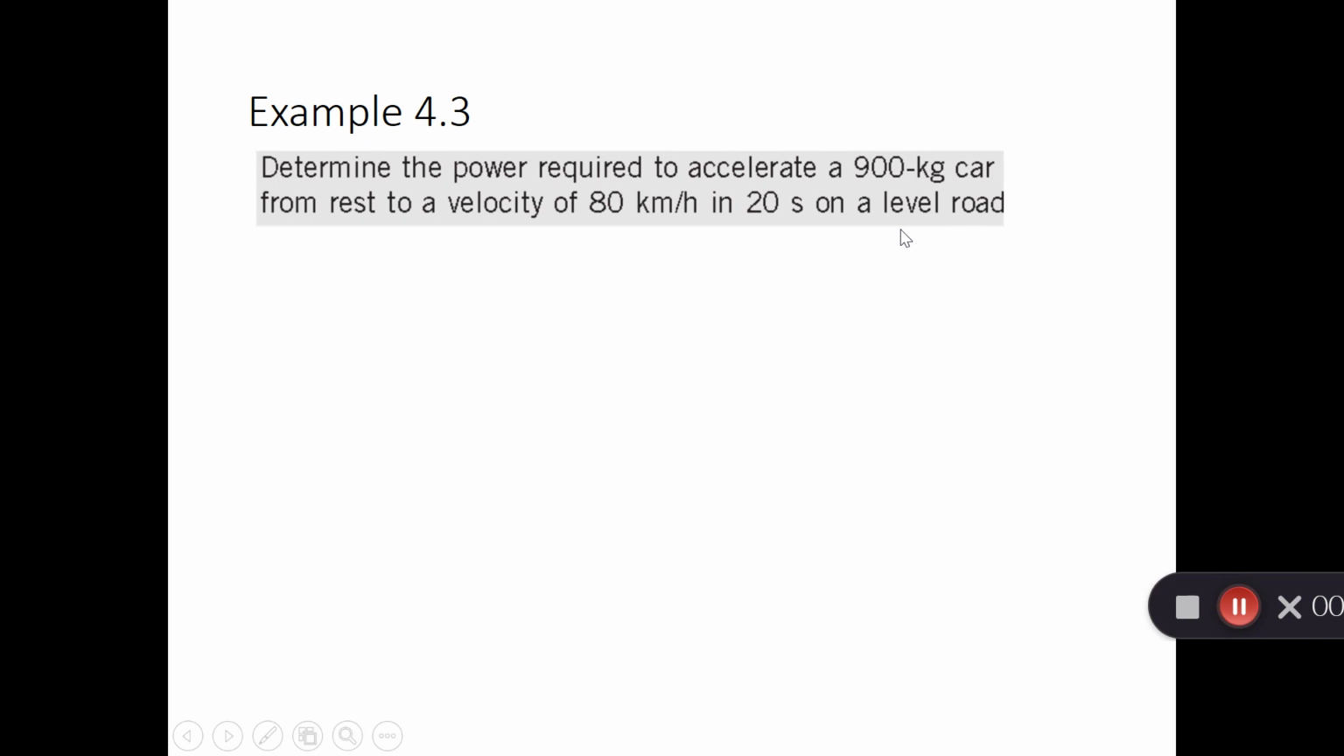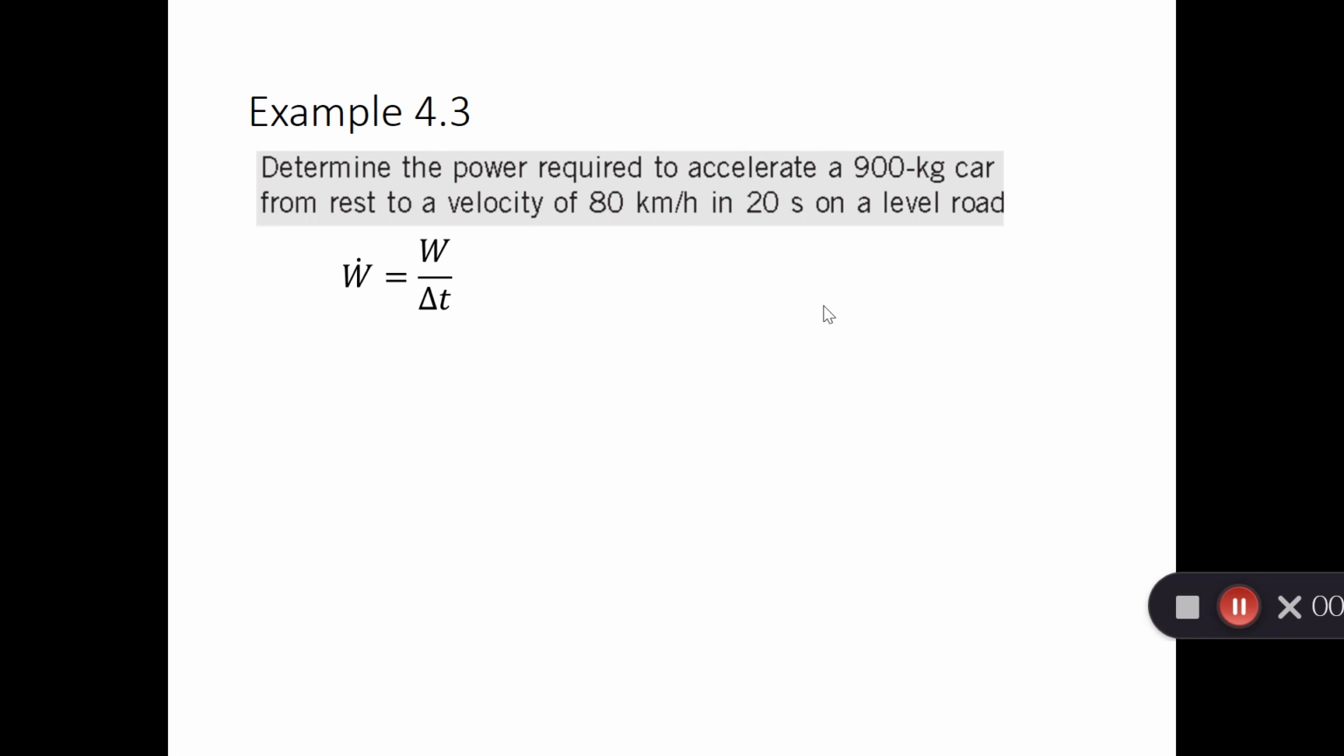Okay, so we reach this example. Determine the power required to accelerate a 900 kg car from rest to a velocity of 80 kilometers per hour in 20 seconds on a level road. Very simple experiment. The car is 900 kg. You want it to move from rest, not moving, to 80 kilometers per hour. This is not that fast. This is the speed limit on the federal highway. And you need to take a long time, 20 seconds, to achieve this. So how much power is required? A level road simply means a flat road.